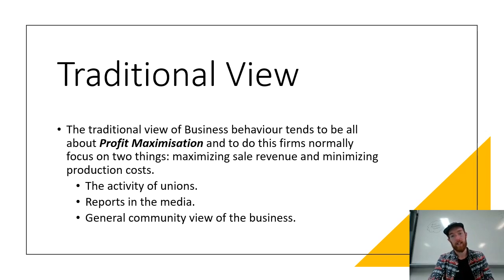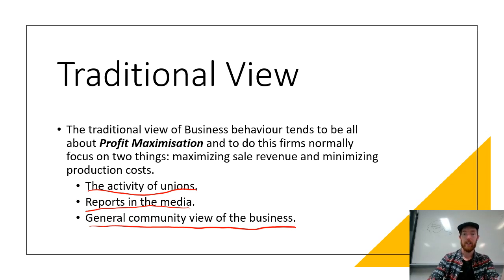Another couple of things that can affect businesses and their behaviour are the activity of unions. How much union activity there is in that industry can really impact a business. Then there are reports in the media. If suddenly people really want certain things, that will drive businesses towards that level of production. Or if suddenly there's a big push against a certain type of production, people will move away from it. And then there's the general community view of the business. Whether they're seen as a good part of the community or a really negative part of the community will affect that business's behaviour.